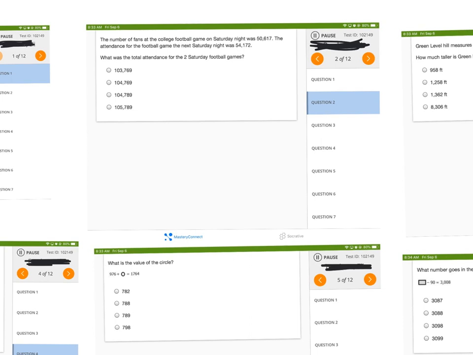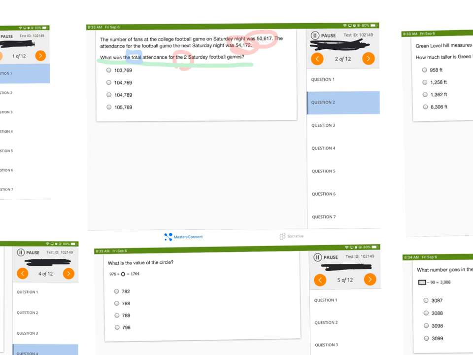So, if we use our cube strategy, first I'm going to circle any numbers that I see in this problem. Okay? And then I'm going to underline the question. So here's what it was asking. Then I'm going to box in my clue words that let me know, do I need to add, subtract, multiply, and divide? And the clue word that I see is total.